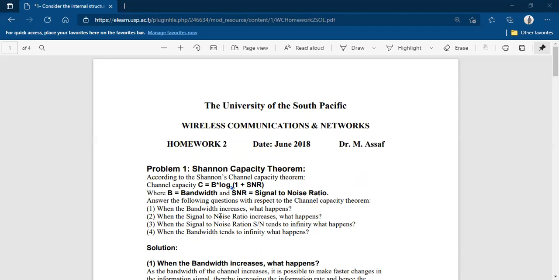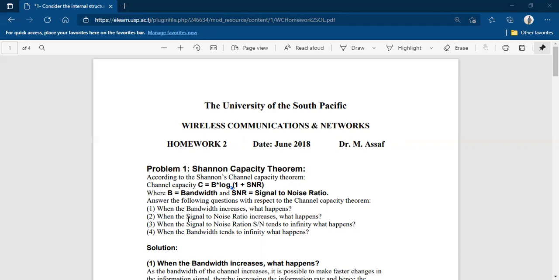Answer the following questions with respect to the channel capacity theorem. 1, when the bandwidth increases, what happens? The channel capacity will increase. Based on just observing this formula, you can see that if the bandwidth increases, the capacity also increases.